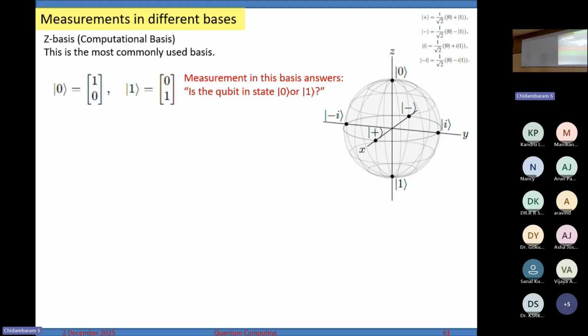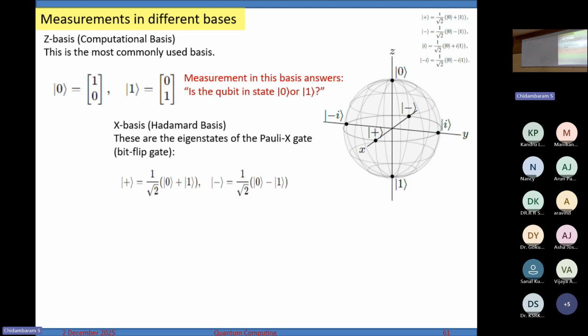What do you mean by measuring this particular qubit in this particular Z basis? When I am measuring, I am asking whether the qubit is in the state 0 or whether the qubit is in the state 1. That is what measuring the qubit state means. Similarly, what about the X basis? X basis means, as we have seen, you have plus and minus.